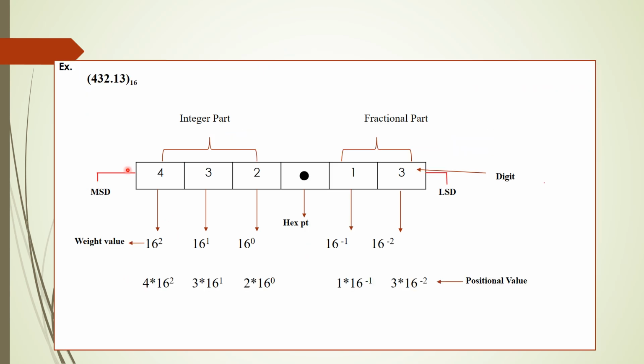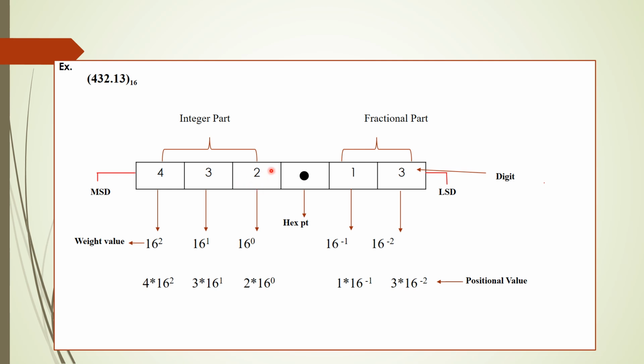Let's see one example. 432.13. The base is 16, that's why it is a hexadecimal number. 432 is the integer part of our number. 0.13 is the fractional part of our number. This point is our hex point. Give the weight value for each and every digit.